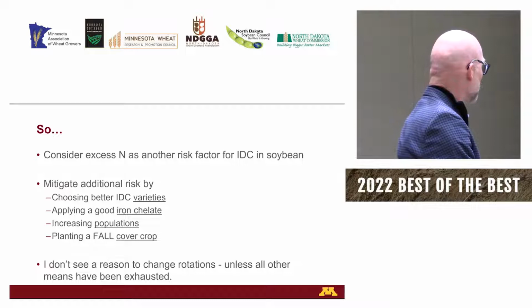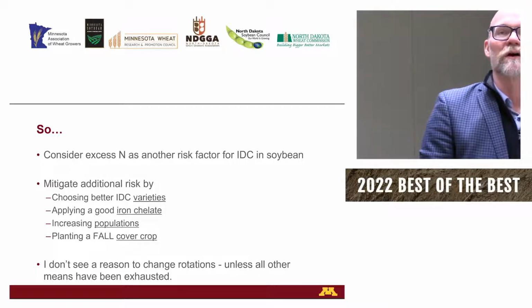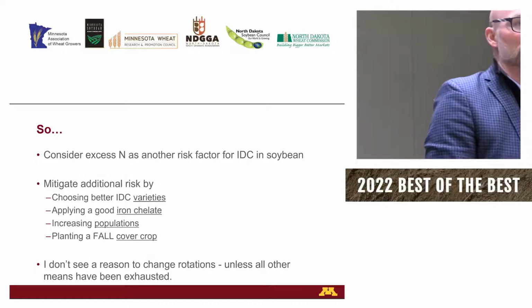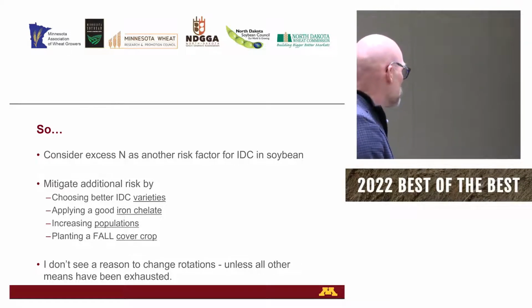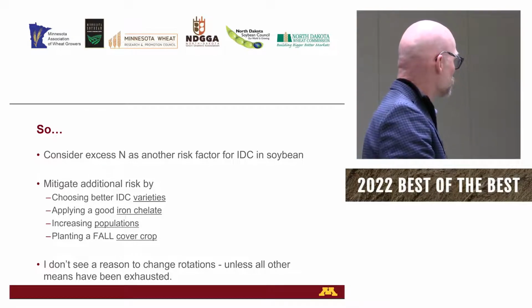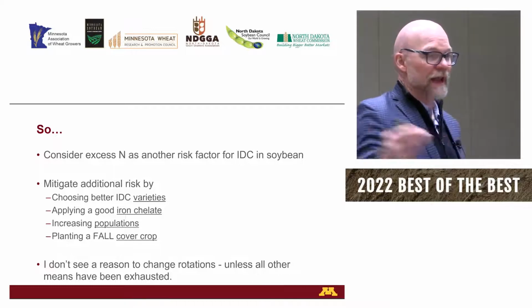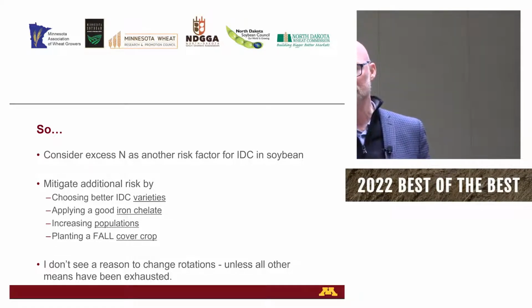Apply a good iron chelate. You could also try increasing populations, especially in rows. And you know, we're not in this position anymore, but a good fall cover crop like a winter rye, I think has an opportunity here for us in coming years. So it certainly wouldn't do a lot for us this year. And when we have the panel up, I think Dave could probably address some of the cover crop issues. So again, I don't see a real good reason to do any big changes in terms of rotations.